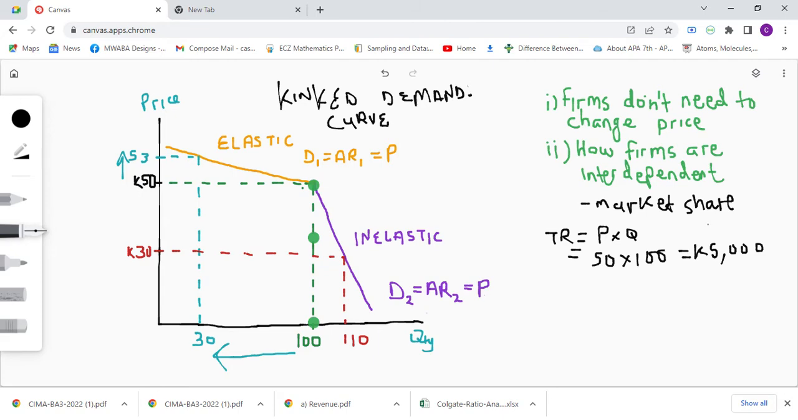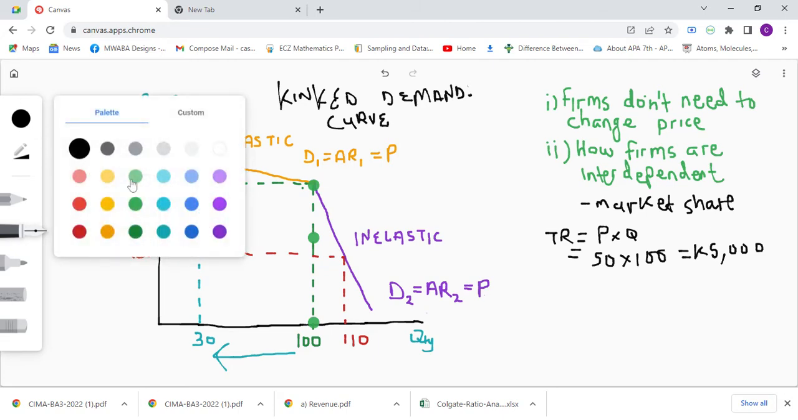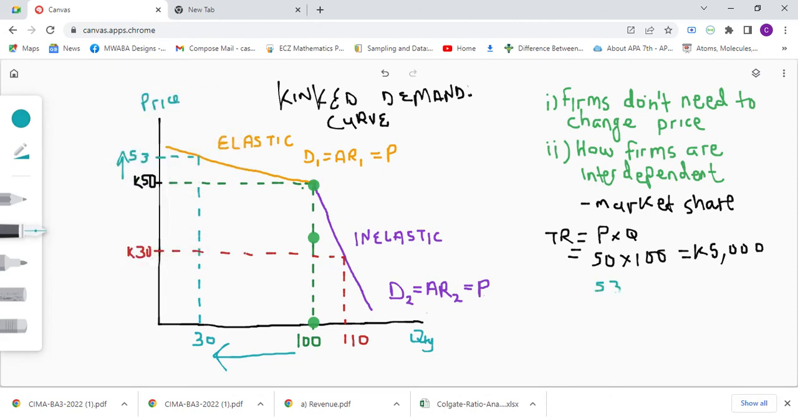So if one firm increases its price, it becomes 53 kwacha. We say 53 times 30. The revenue is obviously going to drop, because here demand is elastic. So 53 times 30, we get 1,590. The total revenue of that firm is going to significantly drop. That's why other firms are not going to follow suit. If one firm increases the price, other firms won't follow suit.